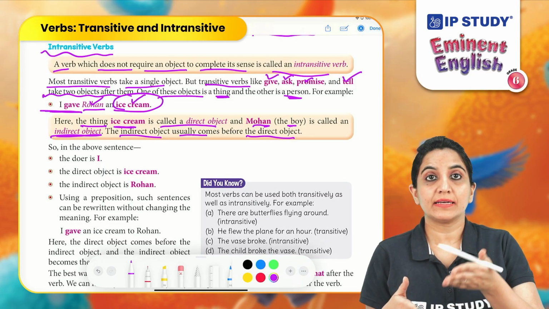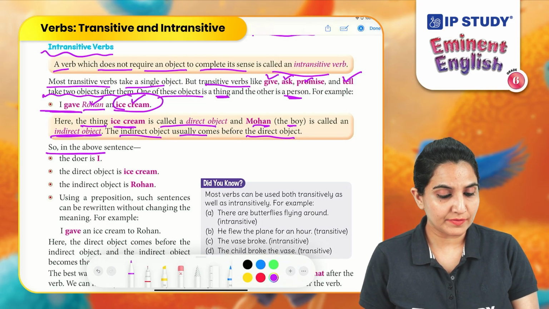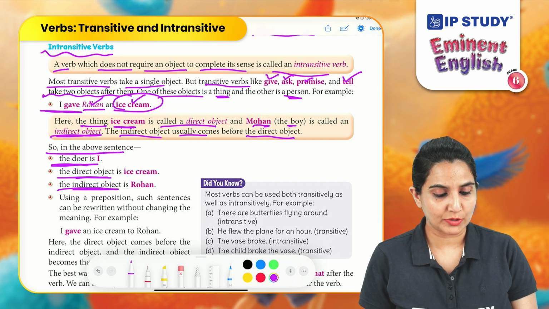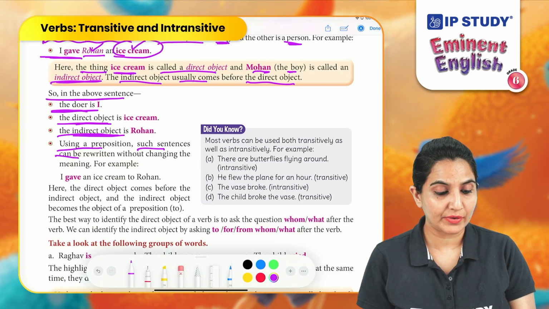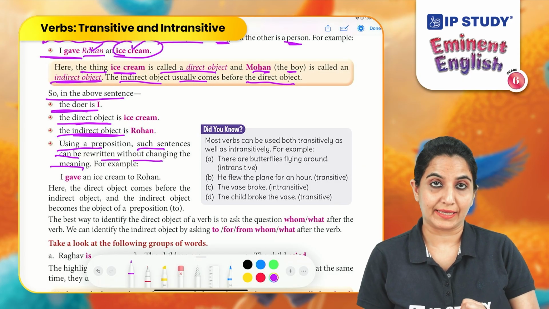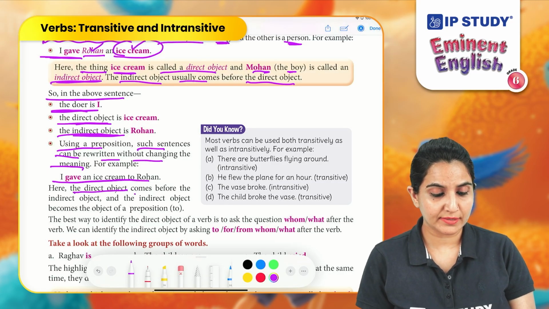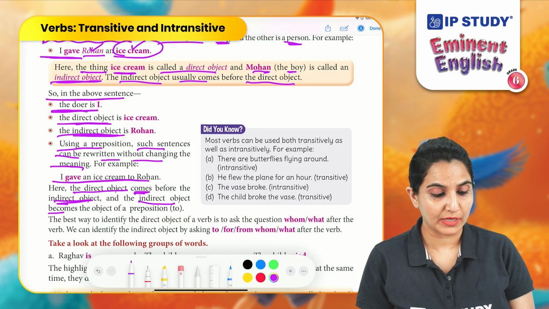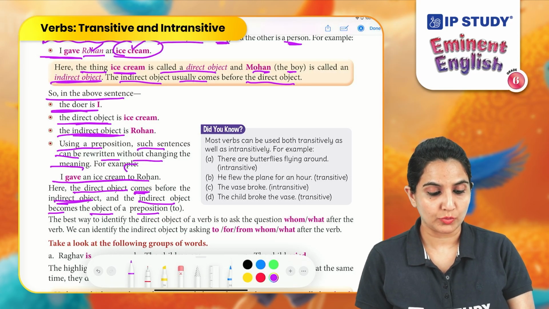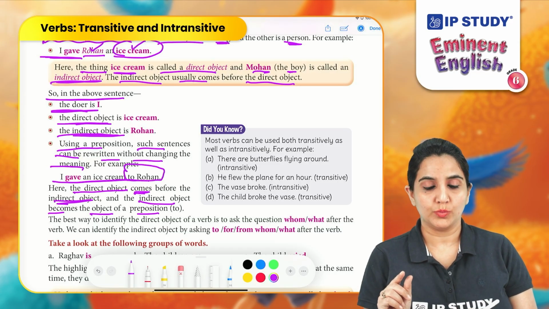Often the indirect object comes before the direct object in the sentence. So in the above sentence, the doer is I, the direct object is ice cream, and the indirect object is Rohan. Using a preposition, such sentences can be rewritten without changing the meaning. For example, I gave an ice cream to Rohan. Here, the direct object comes before the indirect object, and the indirect object becomes the object of the preposition to. That means the indirect object Rohan was accompanied with to.